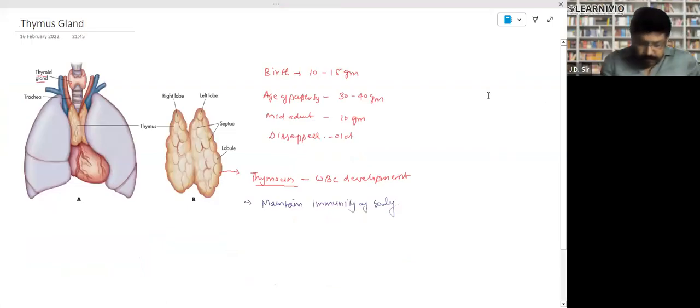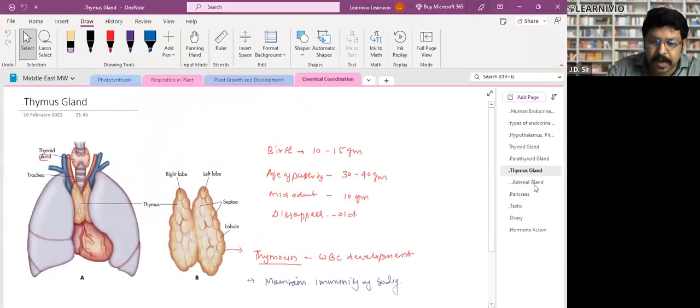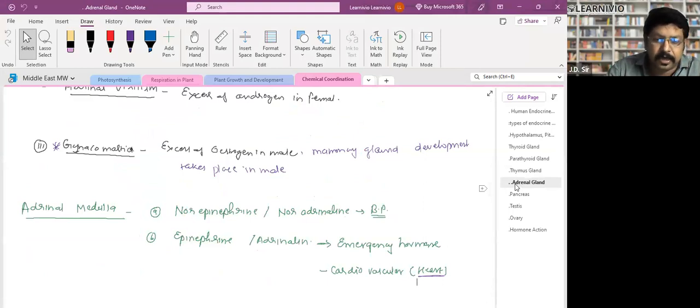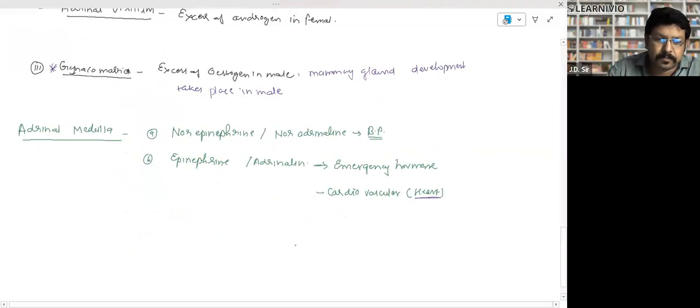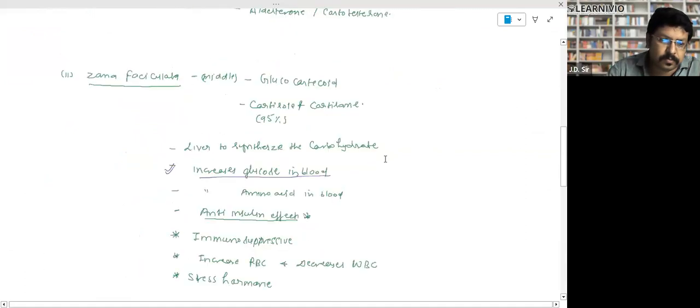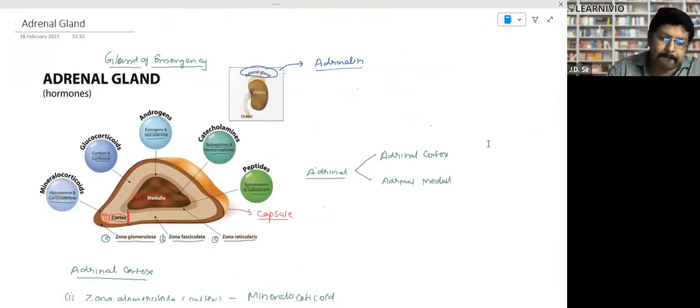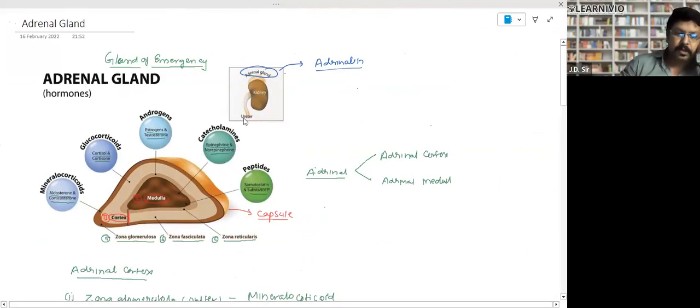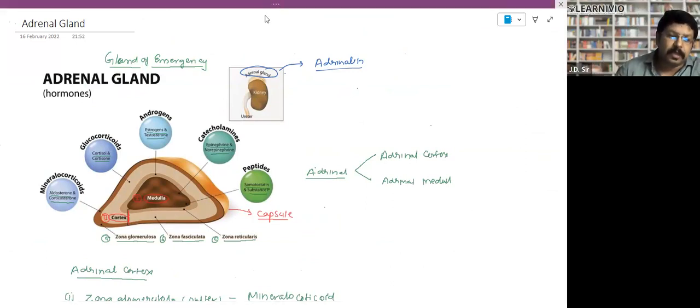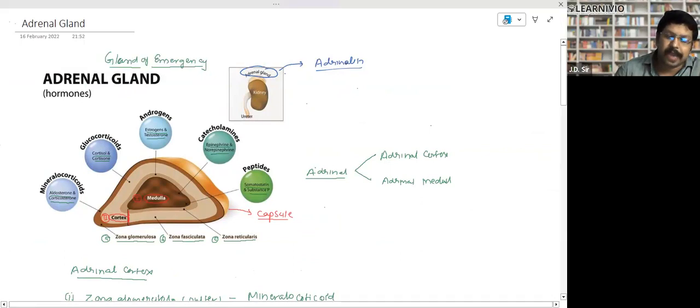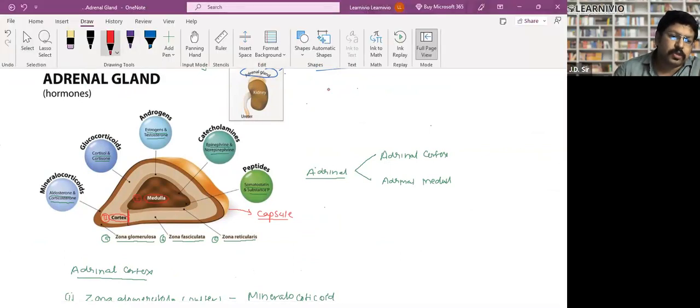So let me start with the next gland. Thymus was the last gland which we covered. The next gland after the thymus is the adrenal gland. Yes, the adrenal gland is very important. So this is the adrenal gland. The adrenal gland basically secretes a type of hormone, collectively known as adrenaline, right? So that is the adrenal hormone.